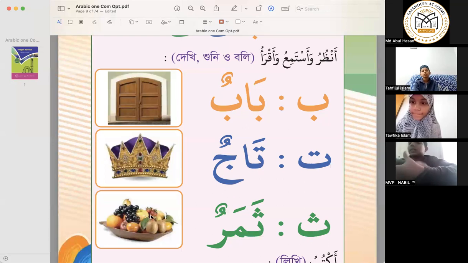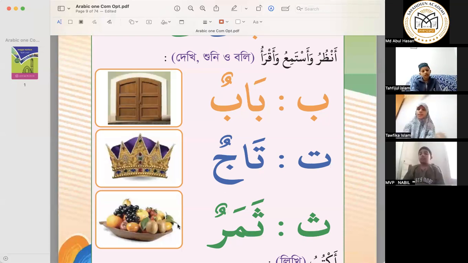Now ما هذا. What's this? This is a fruit. ثمر. What's this? This is fruit, not a fruit. This is fruit. ما هذا. What's this? هذا ثمر. This is fruit. Very good.